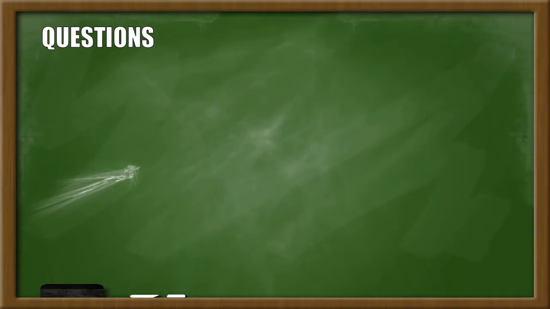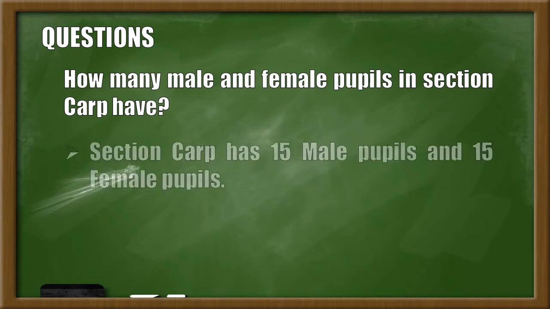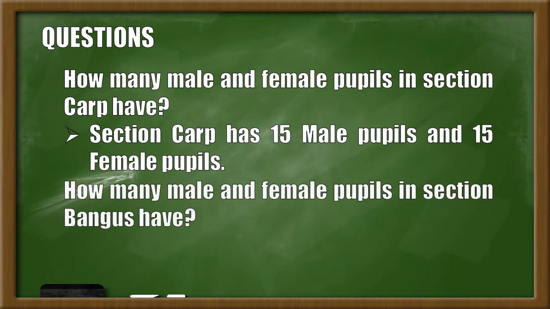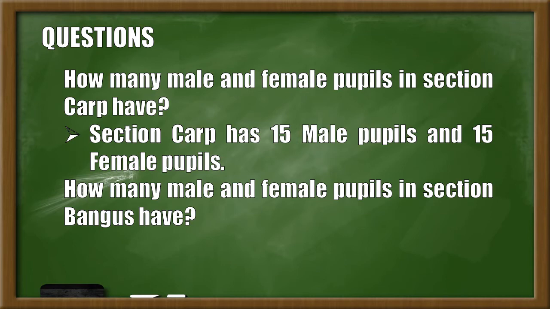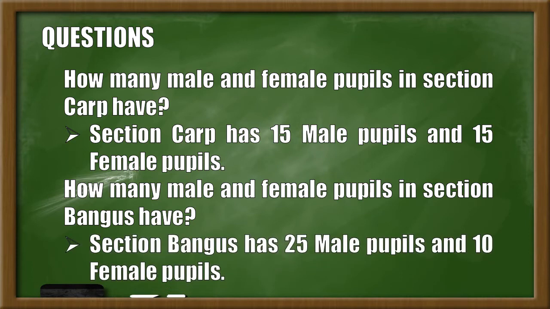Okay, let us answer your work. Question number 1. How many male and female pupils in section carp have? Very good. Section carp has 15 male pupils and 15 female pupils. Question number 2. How many male and female pupils in section bangus have? Very good. Section bangus has 25 male pupils and 10 female pupils.